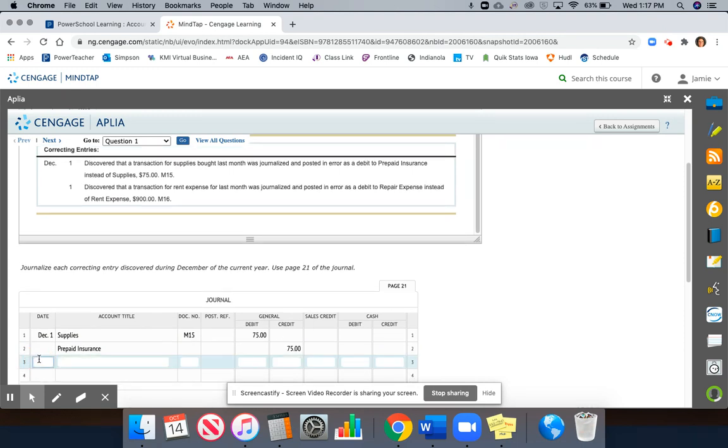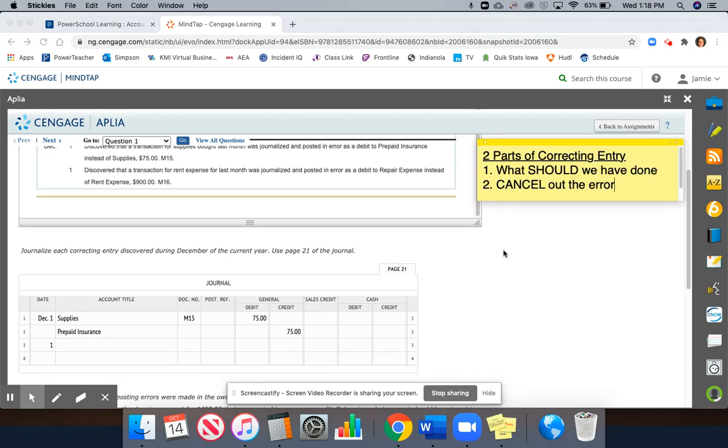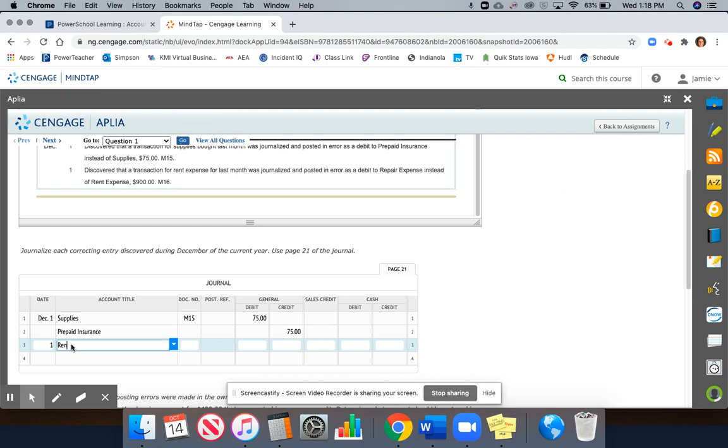The second correcting entry, also discovered on December 1st, we discovered that a transaction for rent expense was journalized and posted as a debit to repair expense instead of rent expense. So what should we have done? Well, we should have debited rent expense. So we're going to do that first, debit rent expense. This is M16. That's what we should have done.